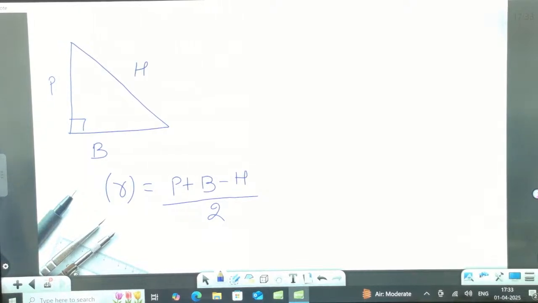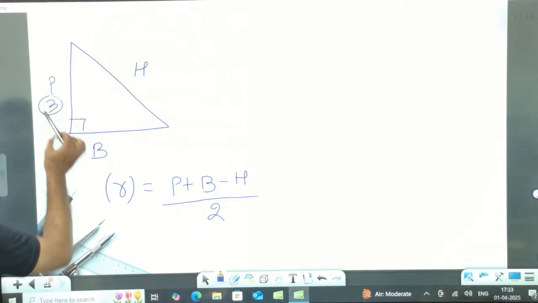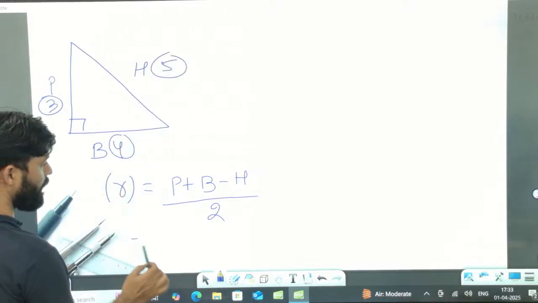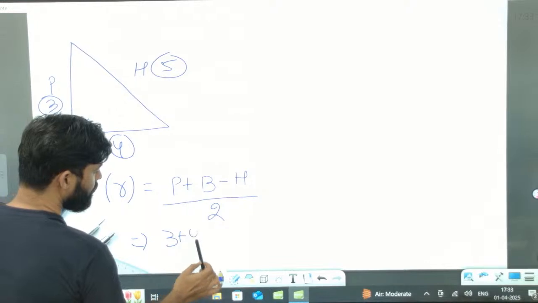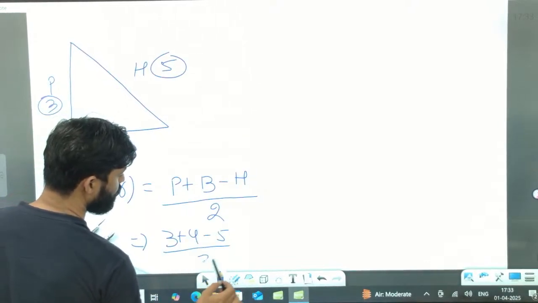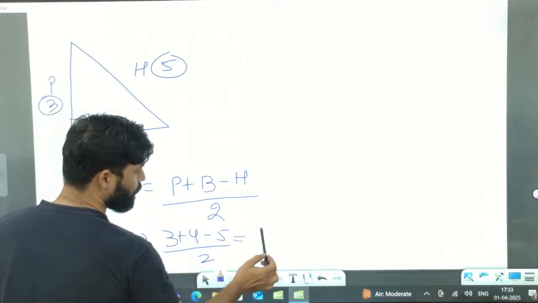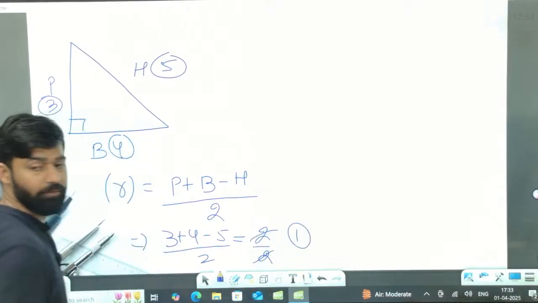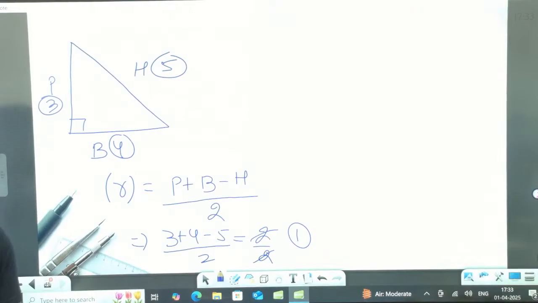And we are getting the same answer. So hence proved that the formula can be applicable in any of the triangles. Okay, so let's take the sides 3, 4 and 5. So it is 3 plus 4 minus 5 upon 2. So 7 minus 5, that is 2. So 2 by 2, that is 1. Okay, so we are getting the same answer.